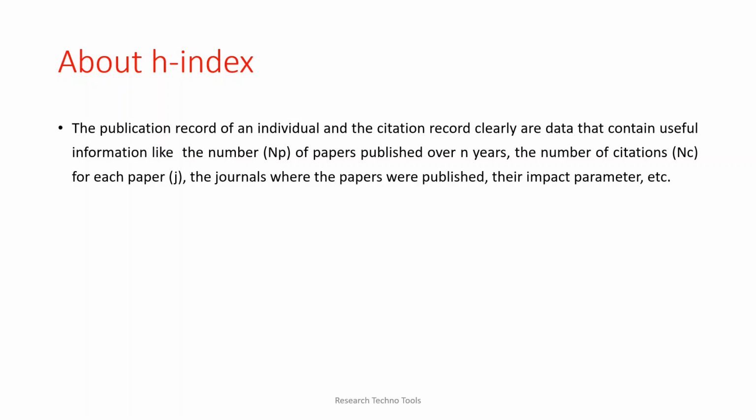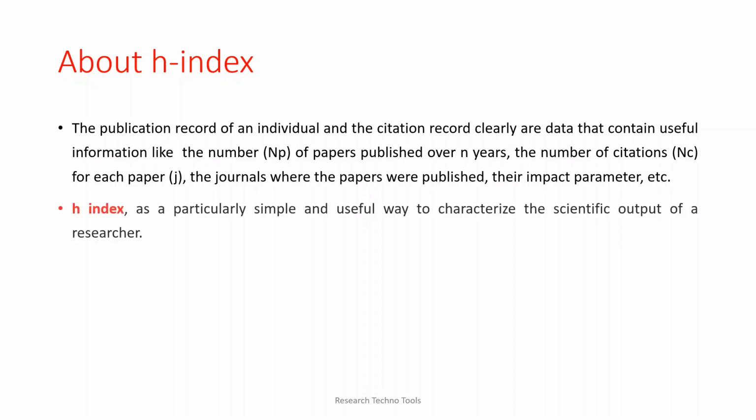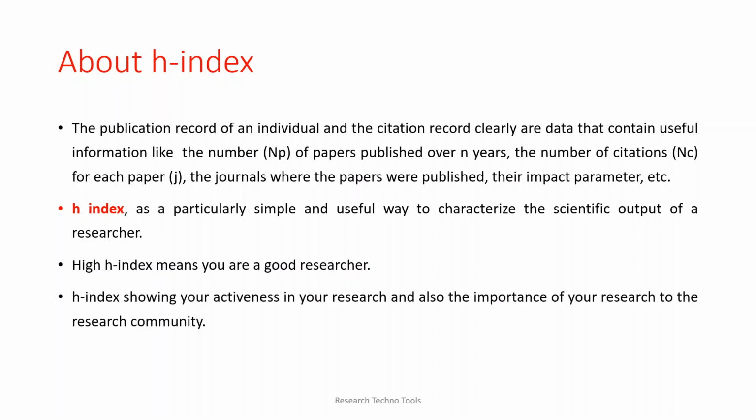So what is the H index? The publication record of an individual and the citation record are data that contain useful information, like the number of papers published over n years, the number of citations for each paper, and the journals where the papers were published and their impact parameters. The H index is a particularly simple and useful way to characterize the scientific output of a researcher. A high H index means you are a good researcher. It shows your activeness in research and also the importance of your research to the research community.